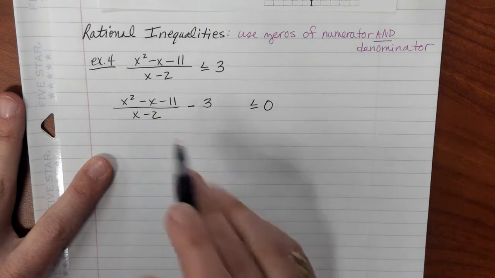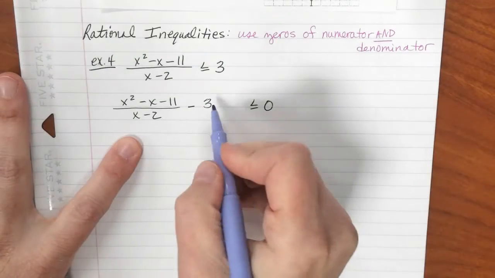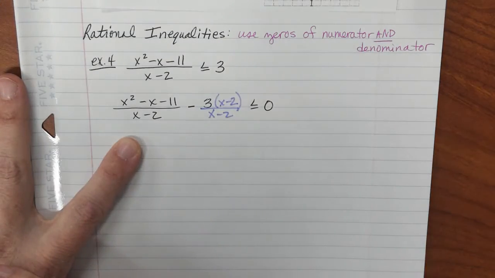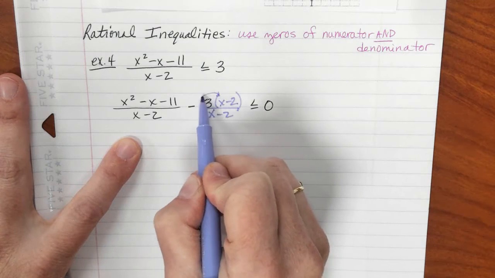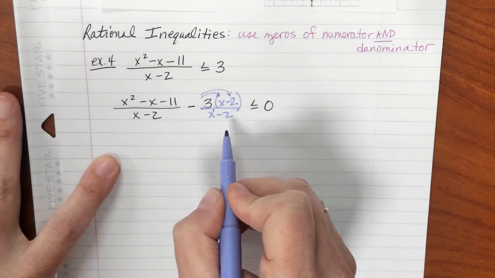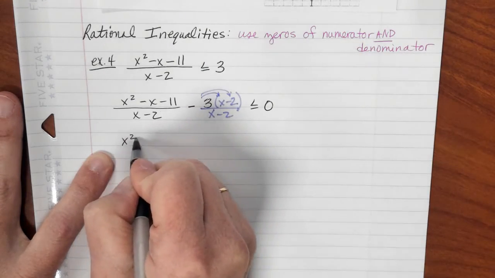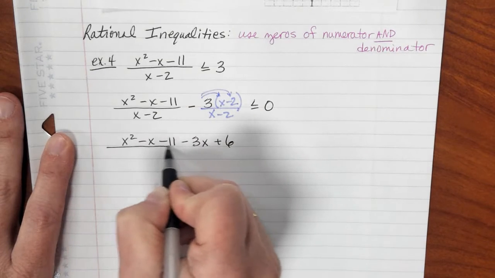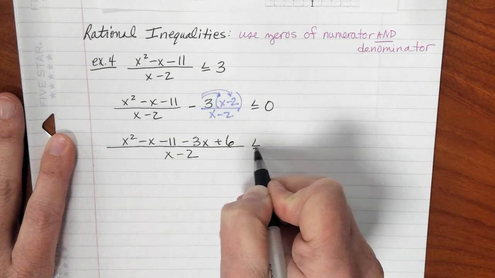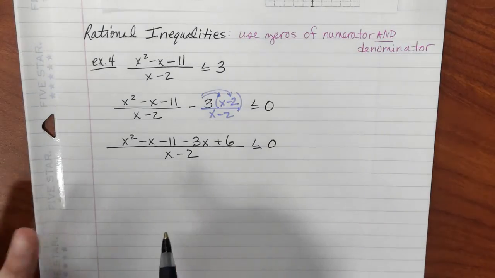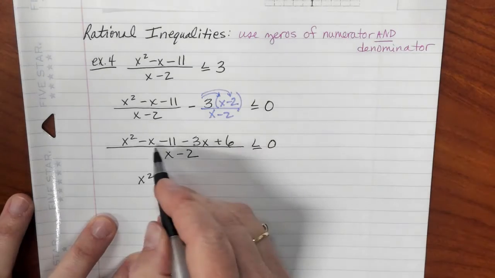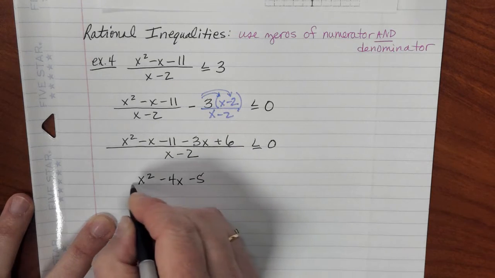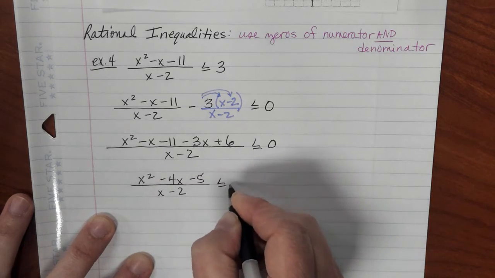Now I know I need a common denominator. So I'll say, all right, I need an x minus 2, so that I can combine those. Now remember, that's a negative 3 that I'm distributing here, so this is going to affect that product. When we multiply that out, we're going to have x squared minus x minus 11, then negative 3x and a positive 6, all over my common denominator of x minus 2, less than or equal to 0. I'm going to combine terms, clean that up a little bit, and I get x squared, negative 4x, and negative 11 plus 6, so negative 5, all still over x minus 2.